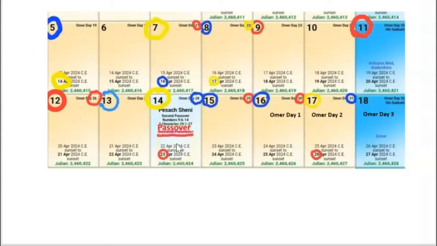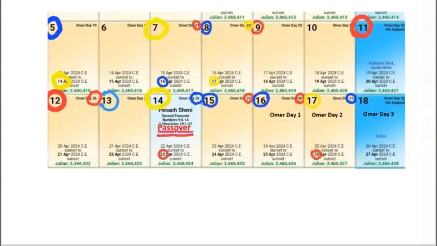Now, again, I took this screenshot from the Torah calendar. Now, April the 23rd, they are saying it is the second Passover. That is actually incorrect. That is the actual Passover, okay? So that is Omer Day 28, they're saying. That is incorrect, too. If you take a look, April the 25th, that's actually when the Omer Day count would start, okay? Because this is the actual Passover. And in a moment, you're going to see how that could be significant.